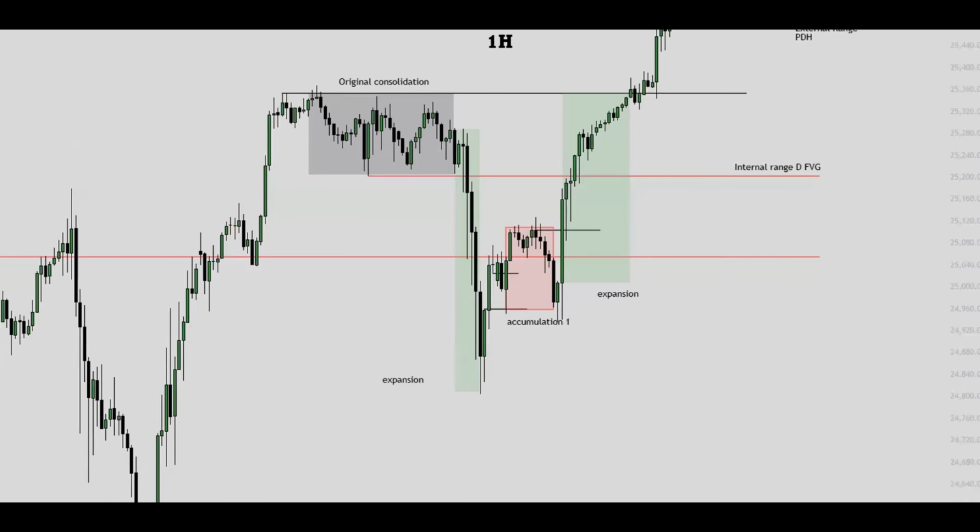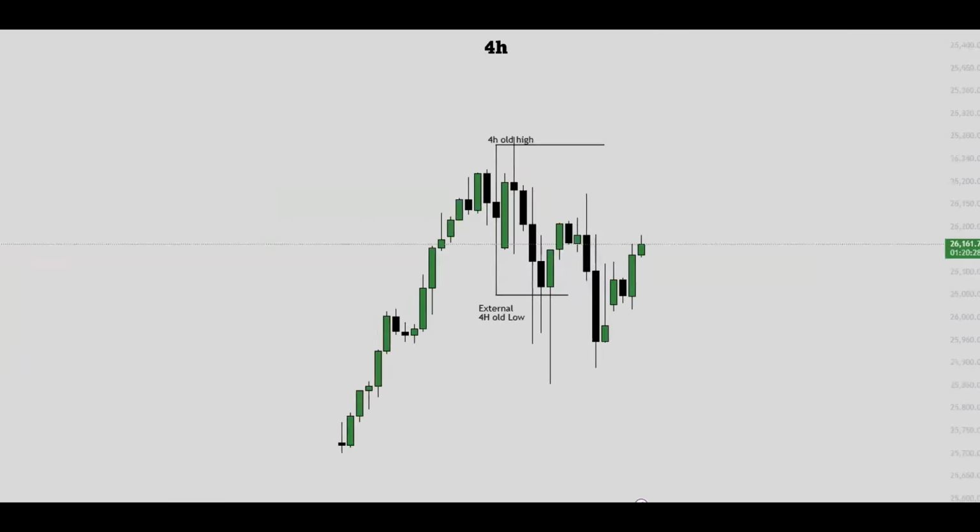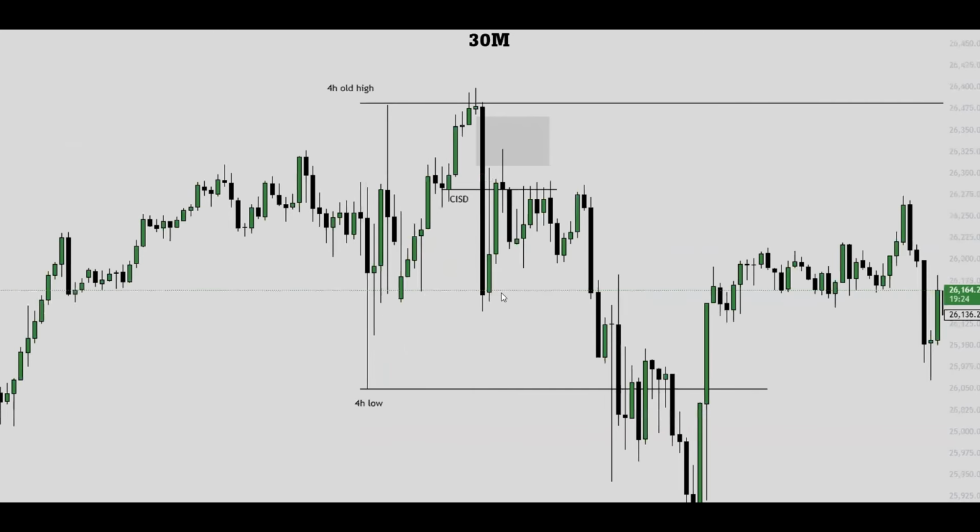So on the daily, right? Now let me zoom in so you will see. This is the 4 hour. So we swept the 4 hour high, correct? Here. So there is nothing internal you can target here. So what do you target? External, right? So what happened? What happens is you sweep.